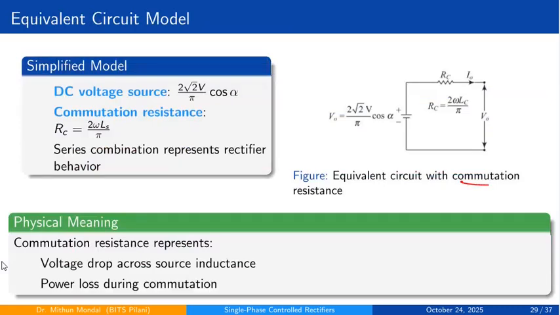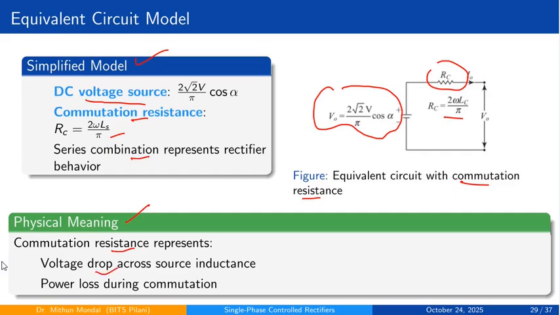Equivalent circuit model with commutation resistance. This is a simplified model where you have the DC voltage source, which is 2 root 2 V by pi cos alpha, and the commutation resistance Rc is connected, which is 2 omega Ls by pi. This series combination represents the rectifier behavior. What is the physical meaning? The commutation resistance represents the voltage drop across the source inductance, and there is some power loss in the circuit during the commutation period.